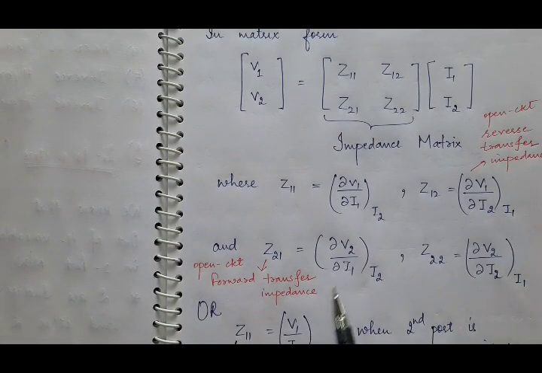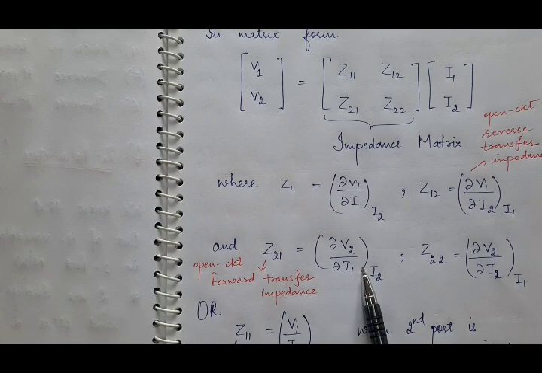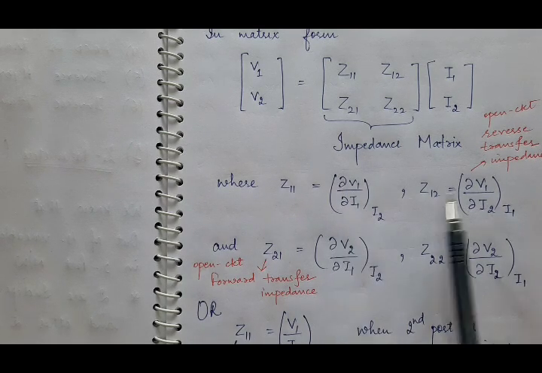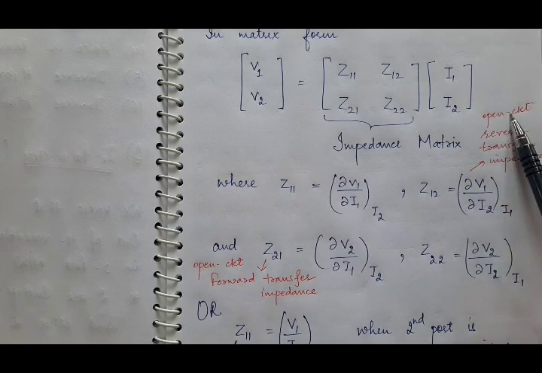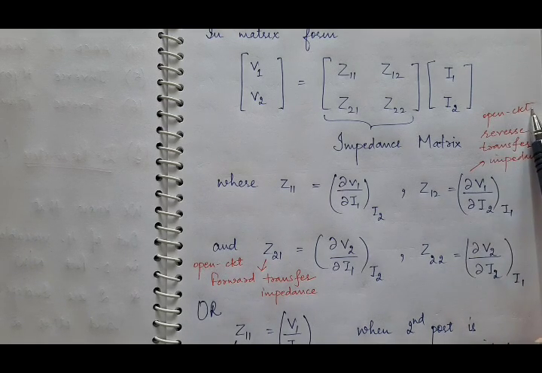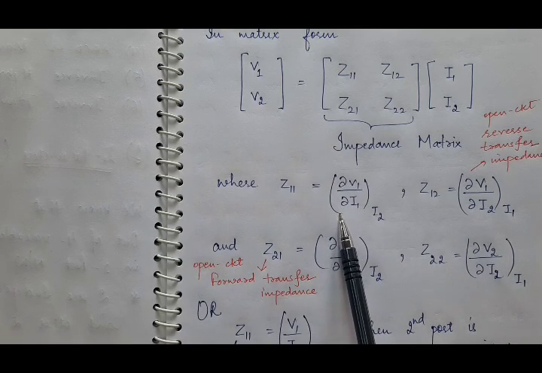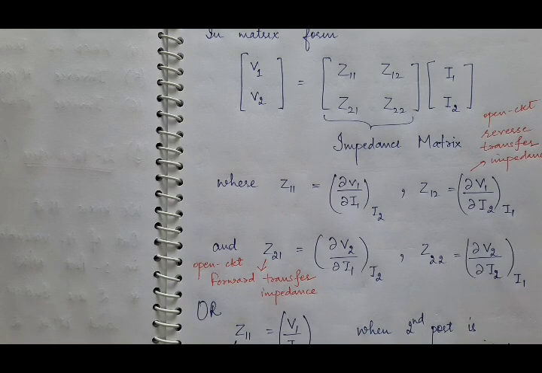Similarly, here we have output over input. When we have some output value divided by input, then it is known as forward transfer. And what is the value of V by I? It is impedance. So this is forward transfer impedance. And when you are taking the changes, means curly V1 by curly I1, curly V1 by curly I2, at that time you will not use this term open circuit. You will use this term open circuit when you are not considering the changes. You are just considering V1 by I1, V1 by I2. I will discuss later.